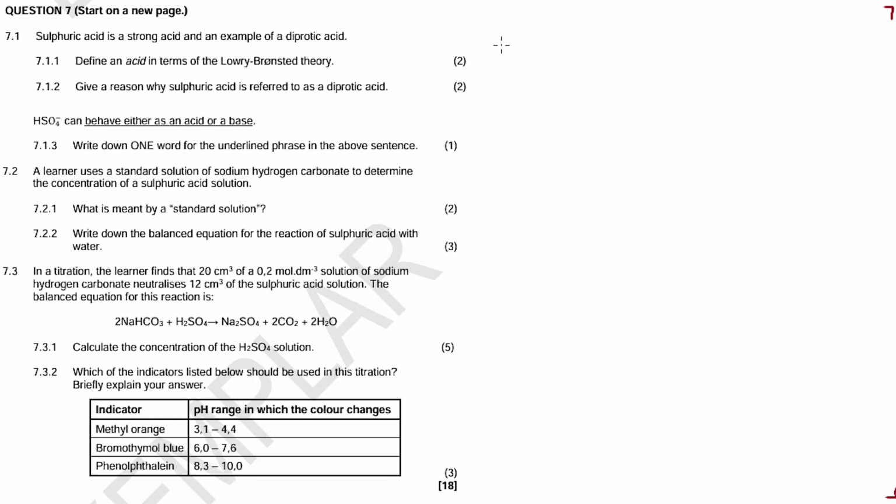Alright, so this question, don't expect something hectic. Do not expect something hectic. It's just a question that I feel is good practice as well. So 7.1, they are giving us sulfuric acid, which is a strong acid and an example of a diprotic acid. Alright, diprotic acid.